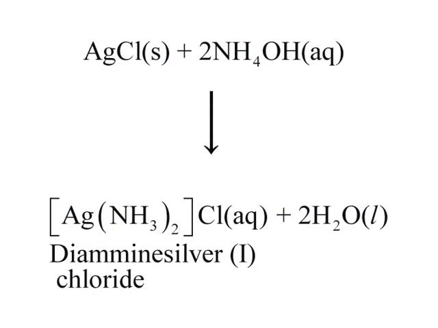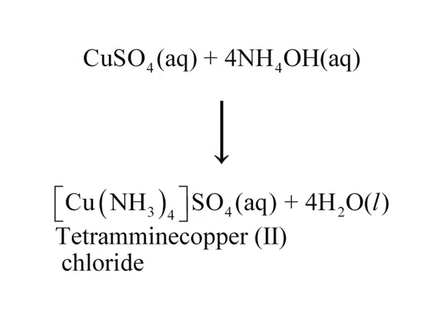Due to the formation of complex ions, white precipitate of silver chloride dissolves in excess of ammonia to form a complex compound [Ag(NH3)2]Cl, that is diamine silver 1 chloride. Similarly, copper sulfate dissolves in excess of ammonia to form soluble deep blue colored complex tetraamine copper 2 sulfate. These reactions are used as tests for these cations in qualitative analysis.